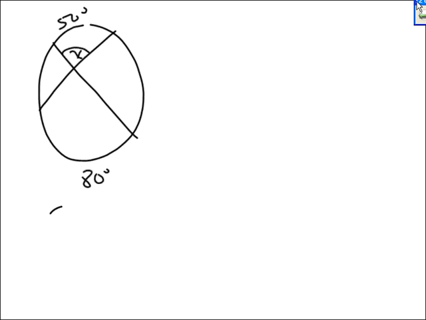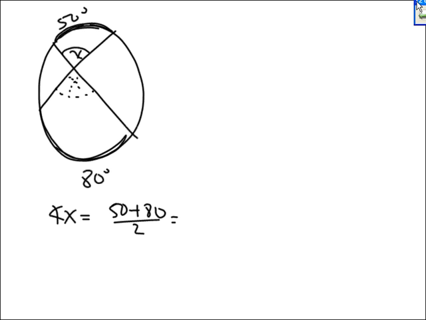Well, angle X is equal to the average of the arcs it intercepts. Remember, that's also angle X here. This angle and this angle. Angle X is the average. It's 50 plus 80 over 2. It is 65. That's angle X.